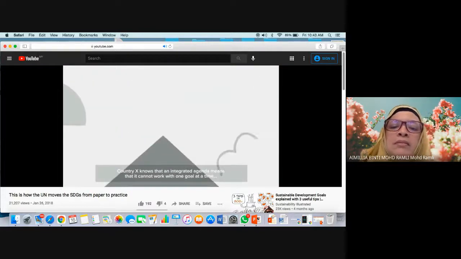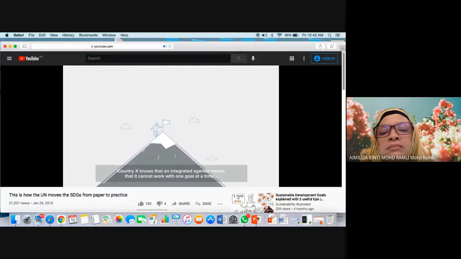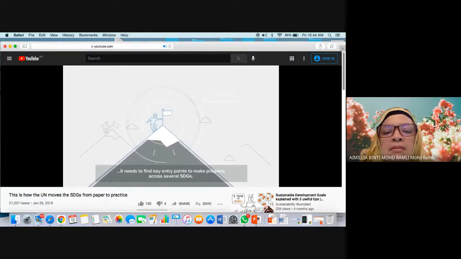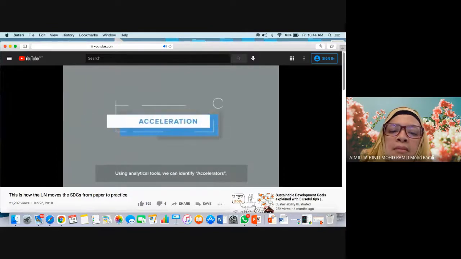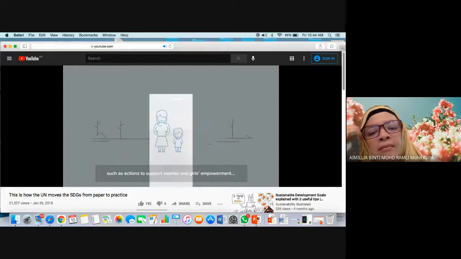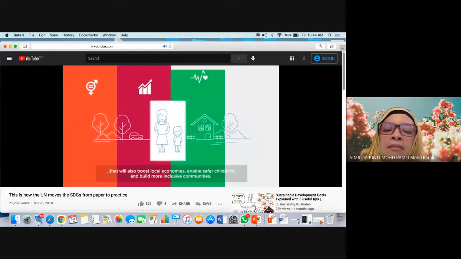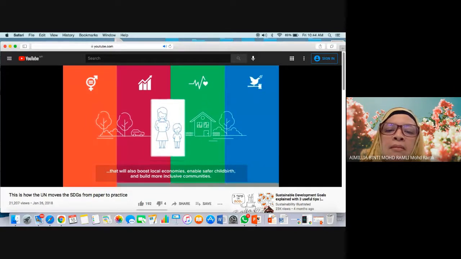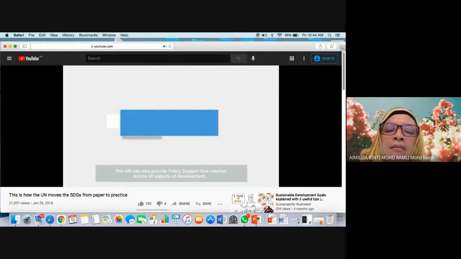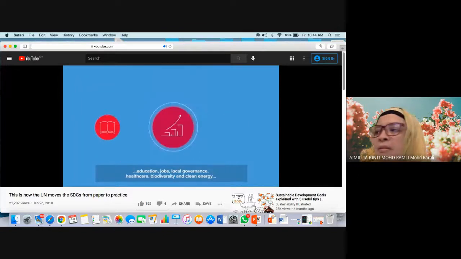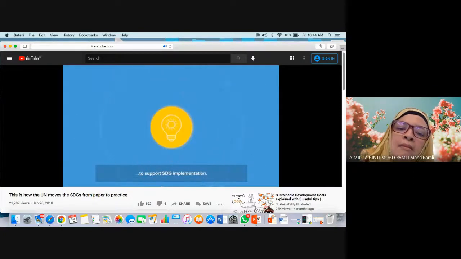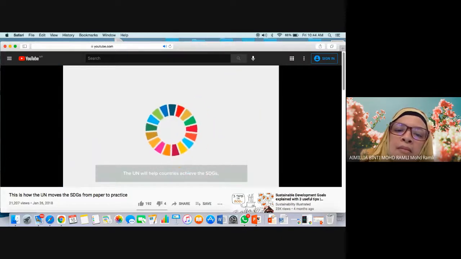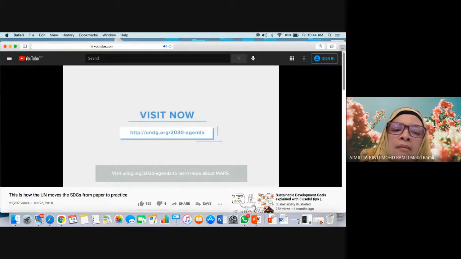Country X knows that an integrated agenda means that it cannot work with one goal at a time. It needs to find key entry points to make progress across several SDGs. What would work in this specific context? Using analytical tools, we can identify accelerators, such as action to support women and girls empowerment that will also boost local economies, enable safer childbirth, and build more inclusive communities. The UN can also provide policy support that reaches across all aspects of development: education, jobs, local governance, healthcare, biodiversity, and clean energy to support SDG implementation. The UN will help countries achieve the SDGs for everyone, everywhere. Visit undg.org/2030-agenda to learn more about MAPS.